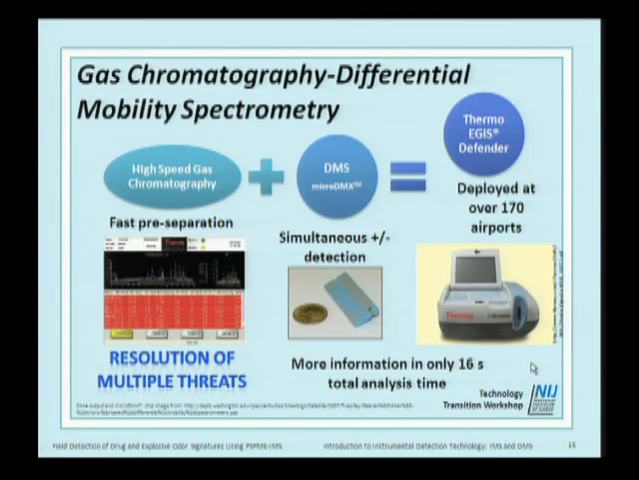So what Thermo Scientific did was they married gas chromatography, which is a technique used to separate a large number of compounds, with the DMS side of it by micro DMX, which is by Cyanex. So the advantages are that with the DMS, you get simultaneous positive and negative mode detection, but at the same time, you're adding a fast pre-separation. So the total analysis time is 16 seconds.